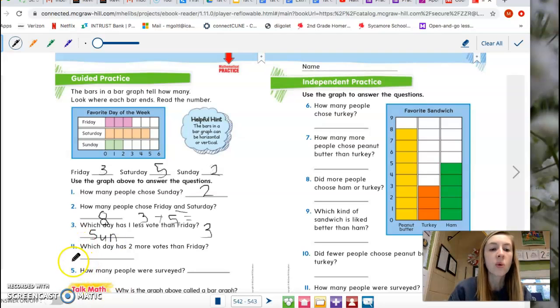Number 4. Which day has 2 more votes than Friday? Well, like we said before, Friday has 3. Let's look. Ooh, I see that Saturday has 2 more blocks colored in. Let's write Saturday. You write the whole day. I'm going to abbreviate and put S-A-T.